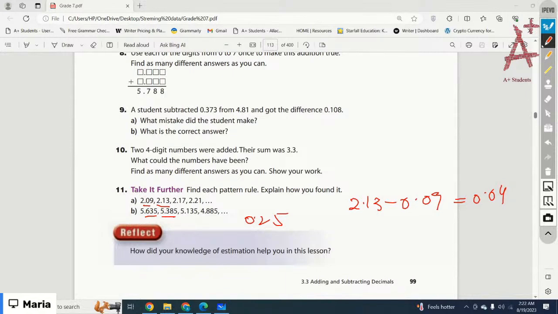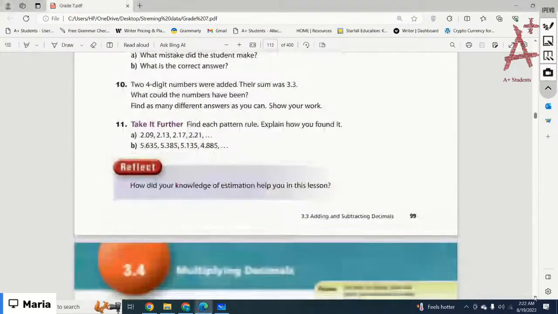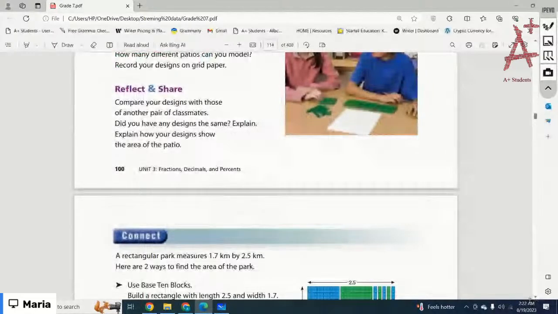Okay, we are done with the lesson. Let's just start with the next lesson. Okay, the next lesson is, I think, multiplying decimals. Yes, 3.4 is multiplying decimals. Let's just start with the practice questions.